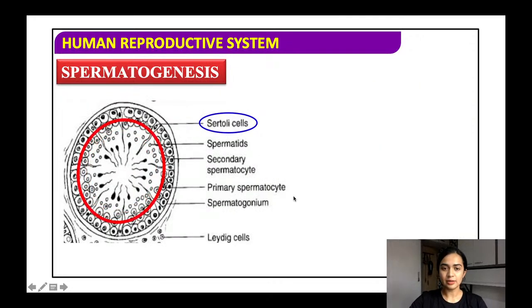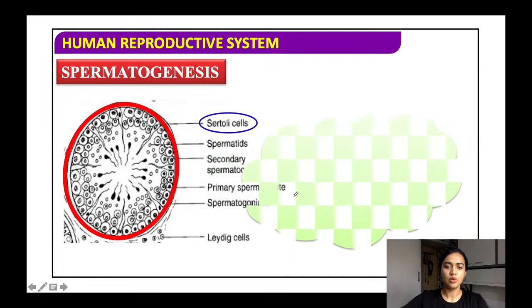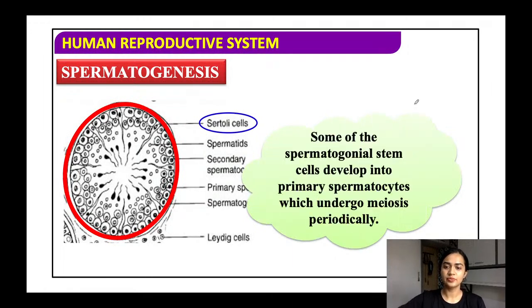Now, once they have completed their mitotic phase, only some of them, all right, only a few are the ones that absorb nutrients, and as soon as they absorb nutrients, they develop into primary spermatocytes. I hope this is clear.